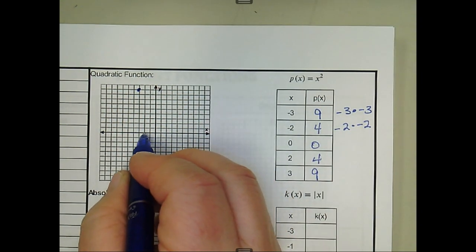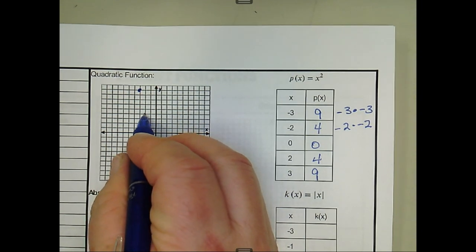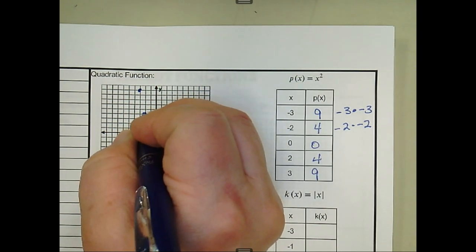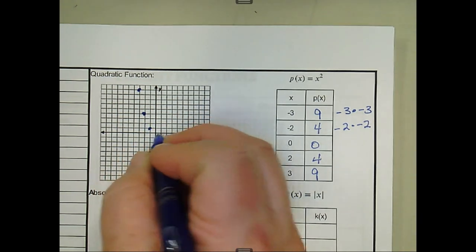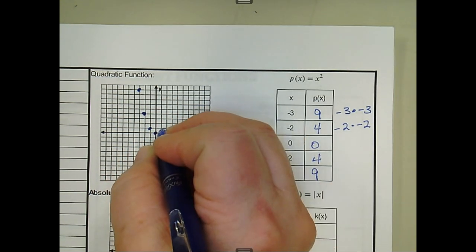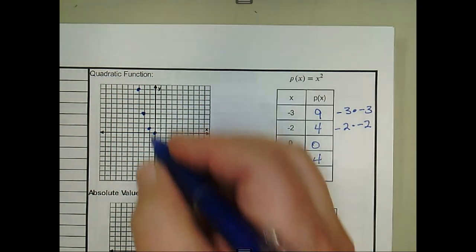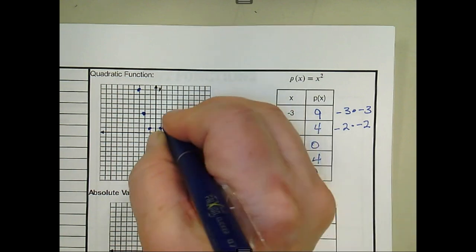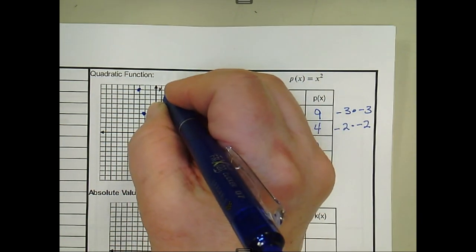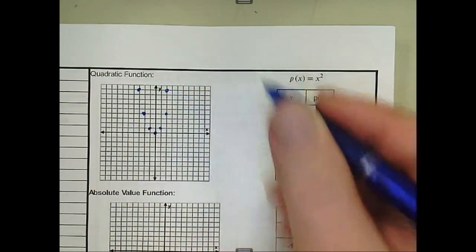-2, 4. -1, 1. 0, 0. Now, the neat part of it is symmetric. You see the same outputs again. 1, 1, 2, 4, and 3, 9.